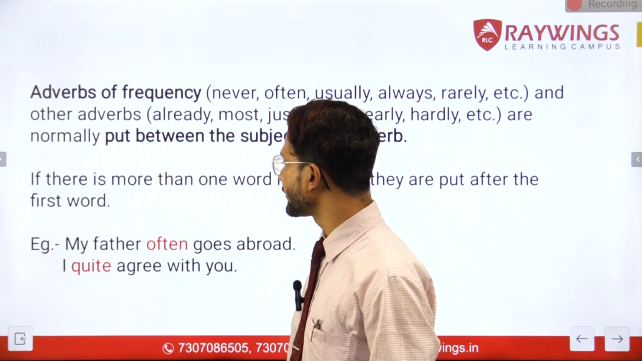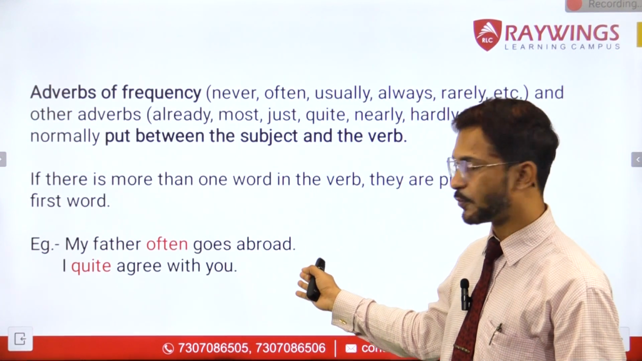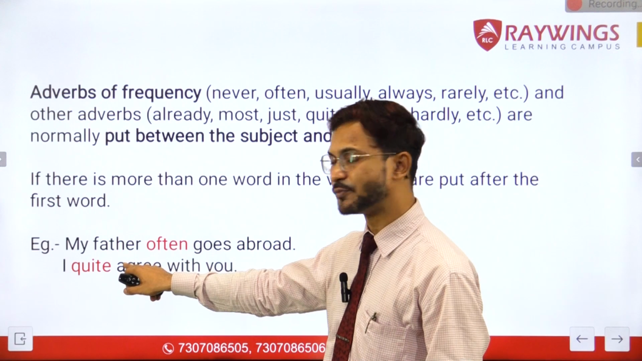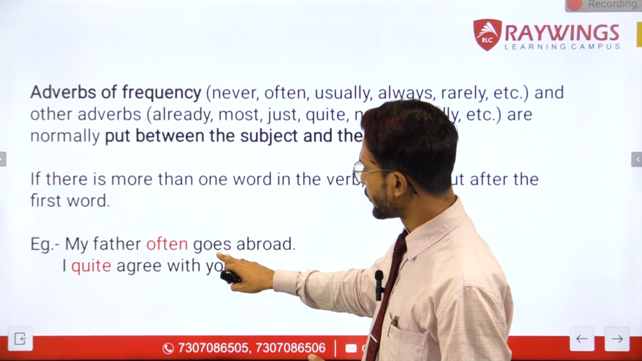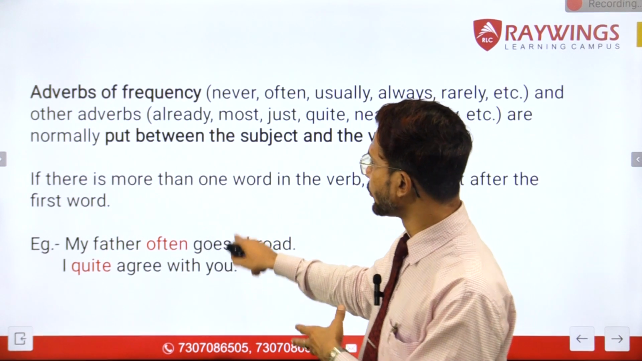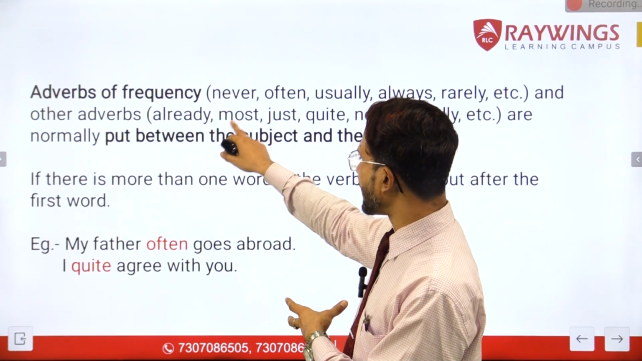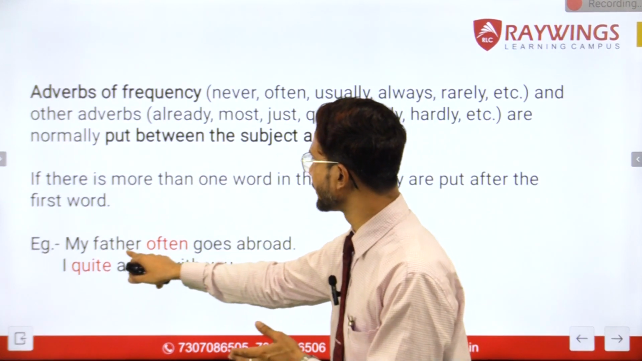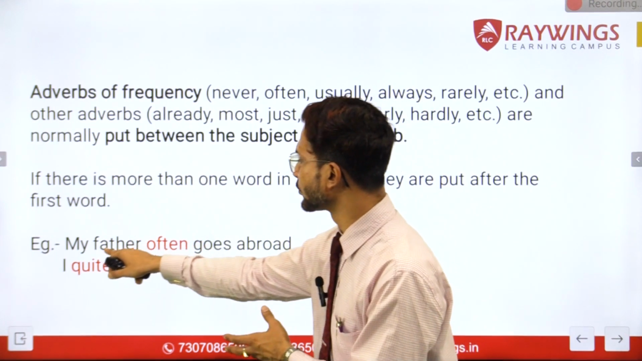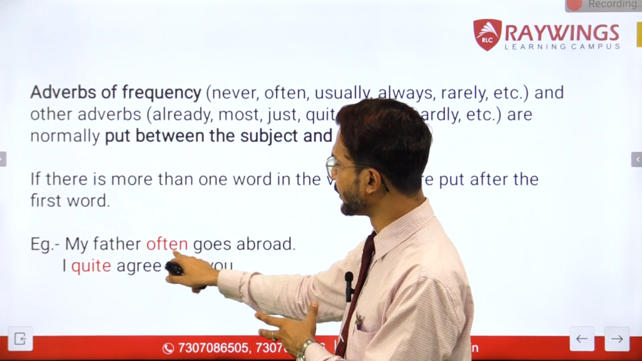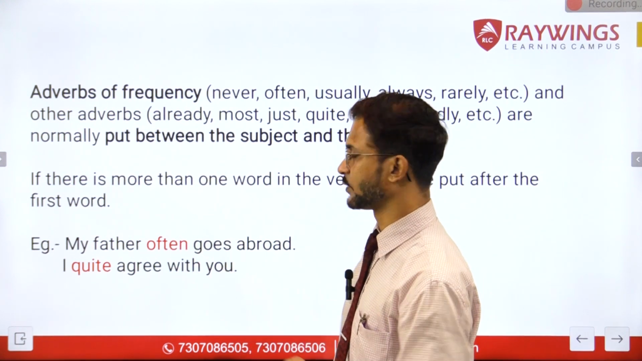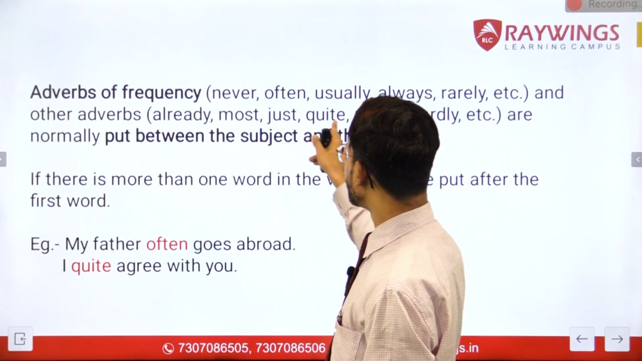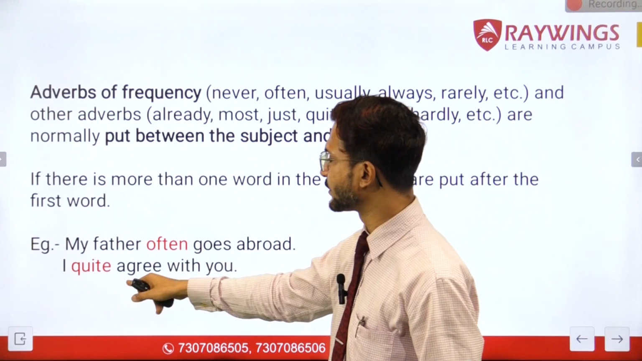The first example says, my father often goes abroad. We know that my father is the subject because he is performing the action. What is the action? The action is goes. So we already said that these adverbs, like adverbs of frequency, should be put between the subject and the verb, and we have one adverb of frequency here, often. So this is the subject, this is the verb, and it is put between these two important elements in the sentence.